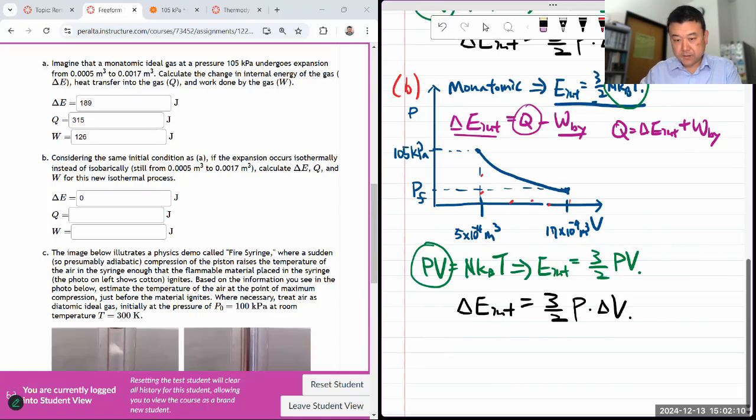I have a feeling I'm gonna make use of ideal gas law, so I'll keep it for now. Let me erase this part.